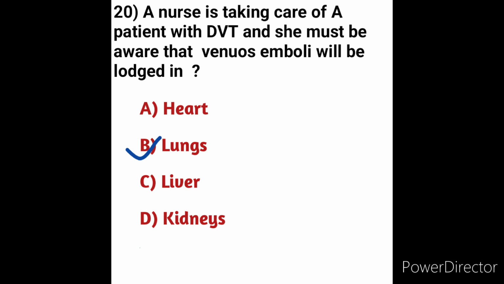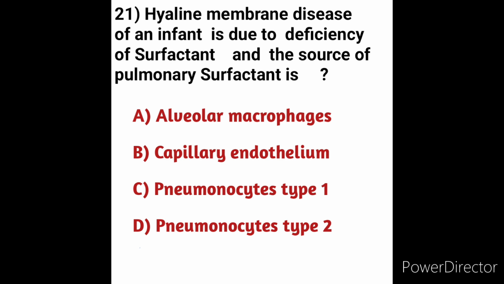Next we will move on to question number 21. Hyaline membrane disease of an infant is due to deficiency of surfactant, and the source of pulmonary surfactant is: option A alveolar macrophages, option B capillary endothelium, option C pneumonocytes type 1, option D pneumonocytes type 2.